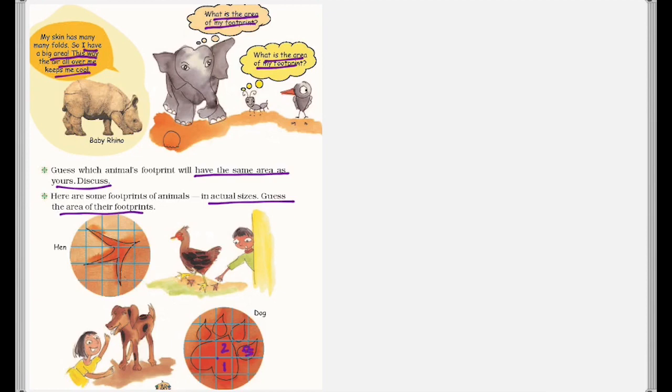Then over here we have 4. Then combining the 3 of these, we can get 5. Then this will be 6, 7, 8 and 9. So you can say a dog has 9 square centimeter. The area is 9 square centimeter. In this manner you can just discuss.